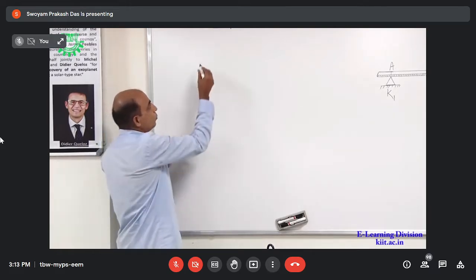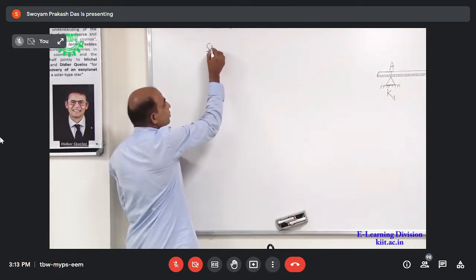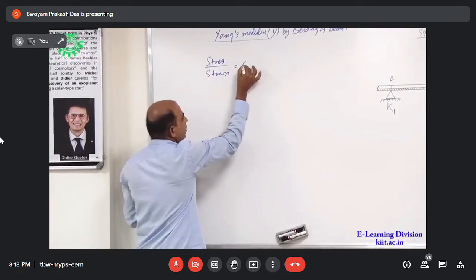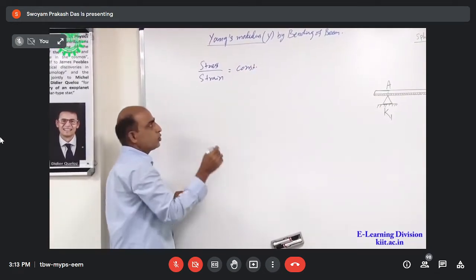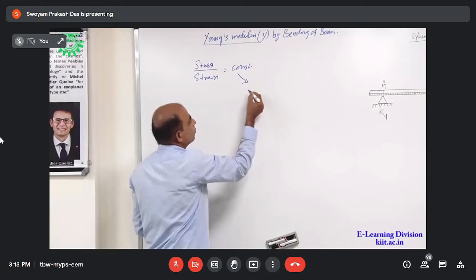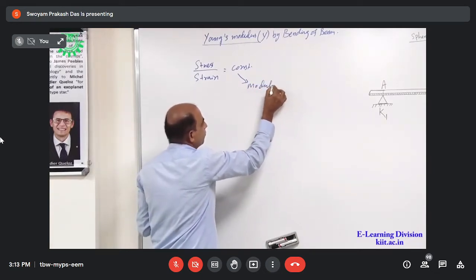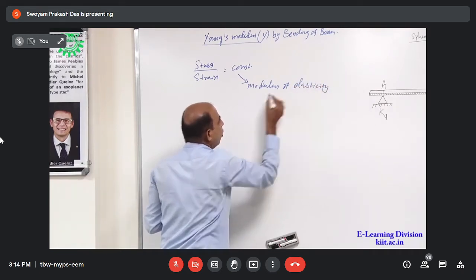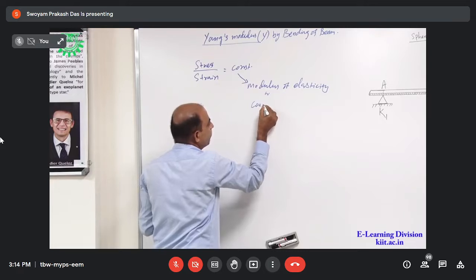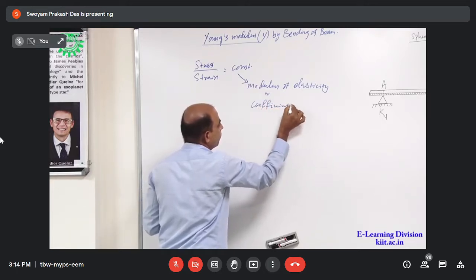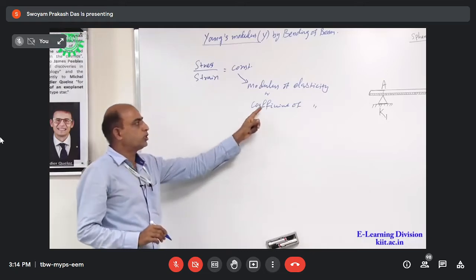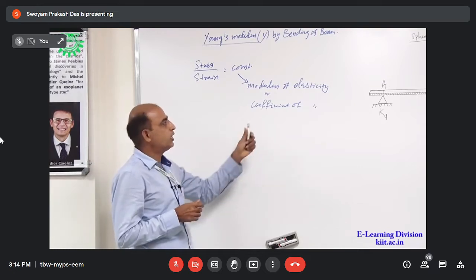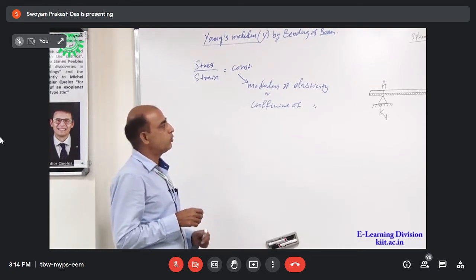So this Hooke's law, as it is told, stress divided by strain is a constant, and this constant is called the modulus of elasticity, that we know, or coefficient of elasticity, you can say. This modulus of elasticity is constant for a given material. It doesn't change. If the material changes, then only it changes.